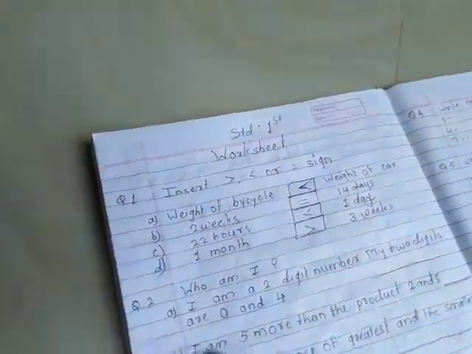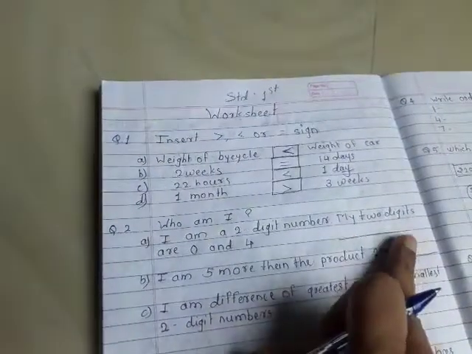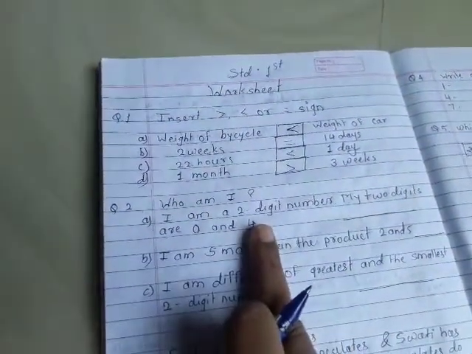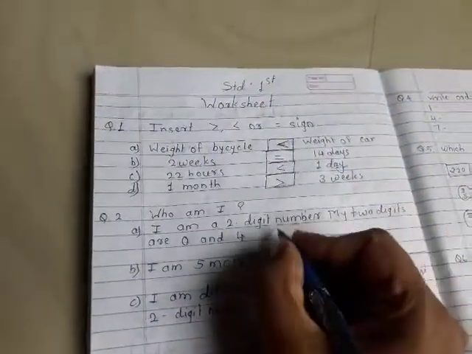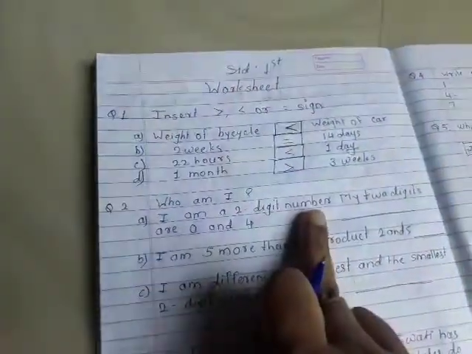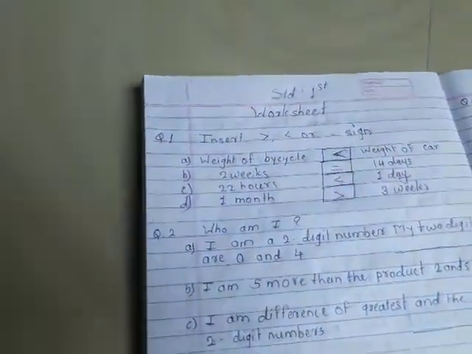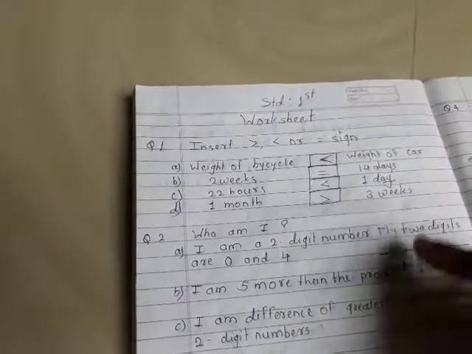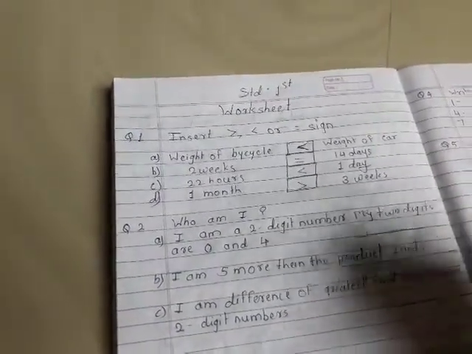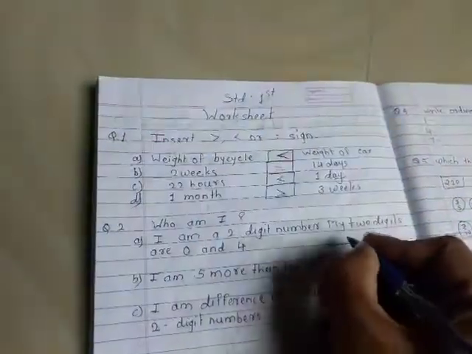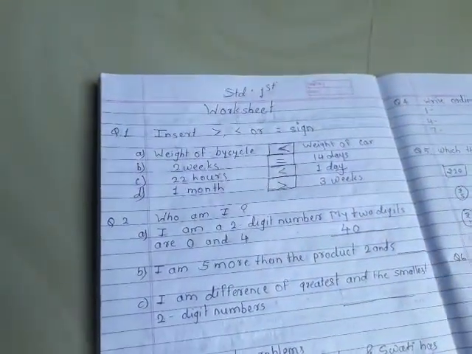Next one. Who am I? I am a 2-digit number. My 2 digits are 0 and 4. When you write 0 and 4, that time you get only a 1-digit number, only 4. First one 0 in tens and ones have 4, that time you get only 1-digit number. You want 2-digit numbers. So the answer is 40.